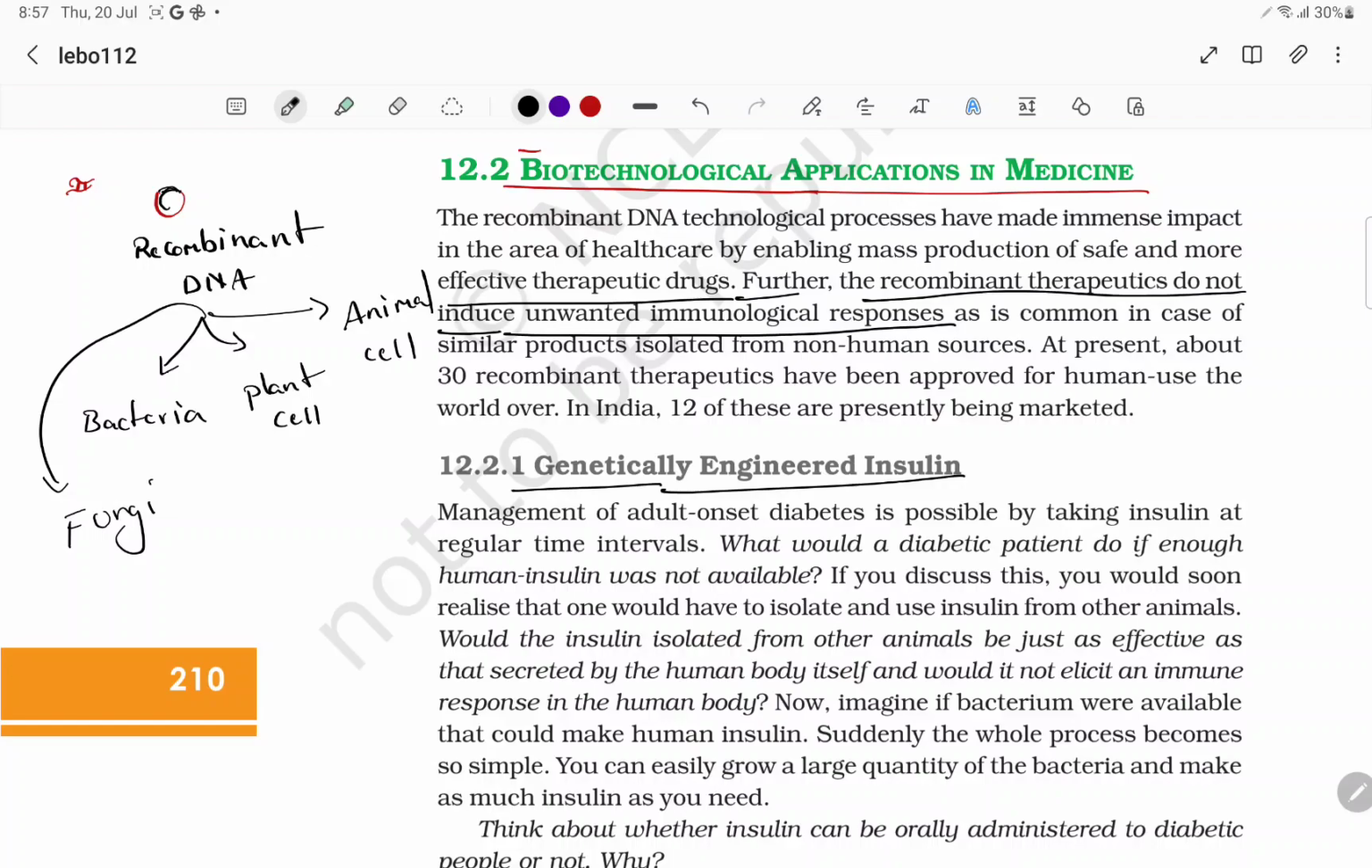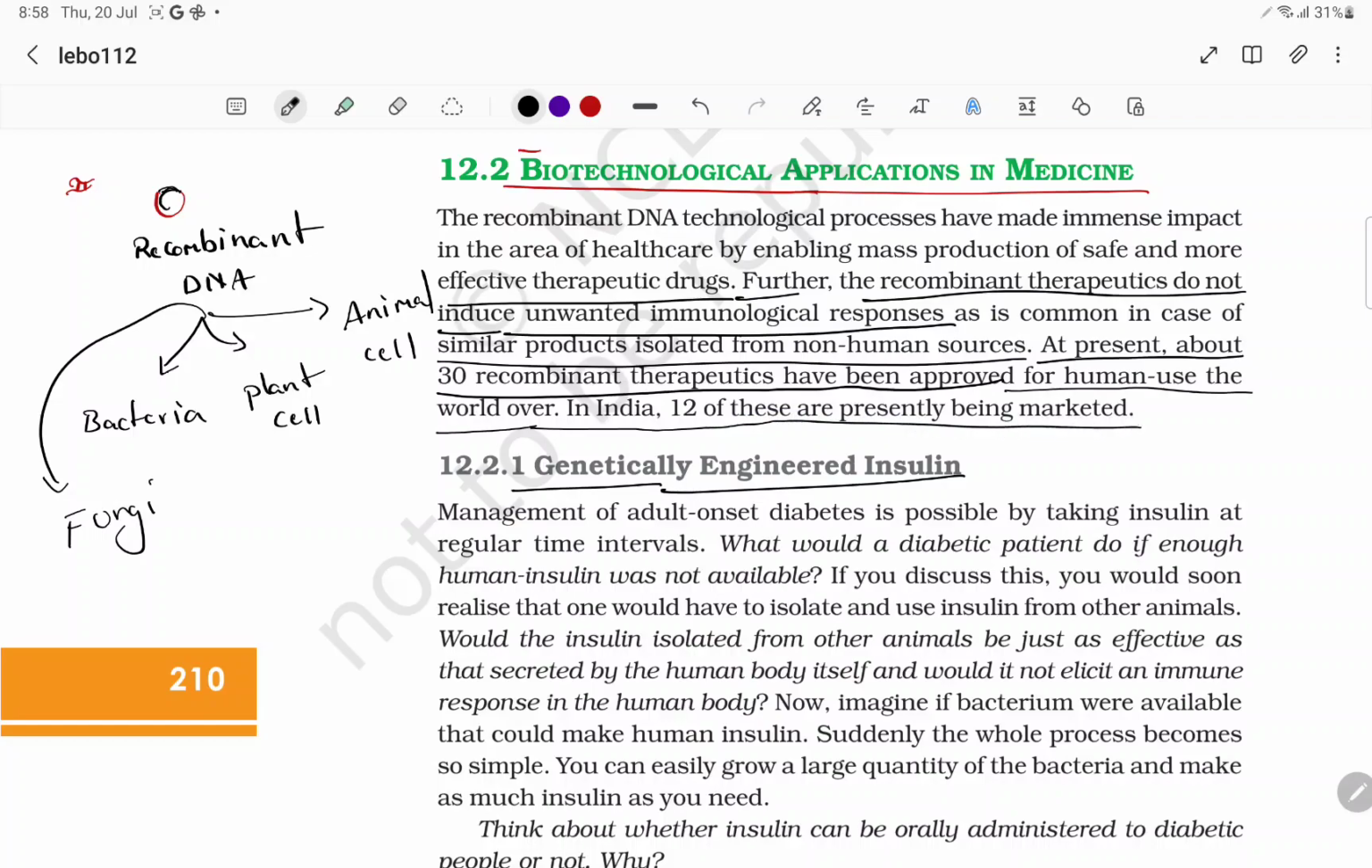In order to prevent those reactions, in case of similar products isolated from non-human resources, we get allergic infections. So we are extracting the human gene which produces insulin or certain enzymes, and we are inserting it into the plasmid, and that plasmid we are moving into the bacteria, plant, animal cell. At present about 30 recombinant therapeutics have been approved for human use in the world over. In India, 12 are presently being marketed.